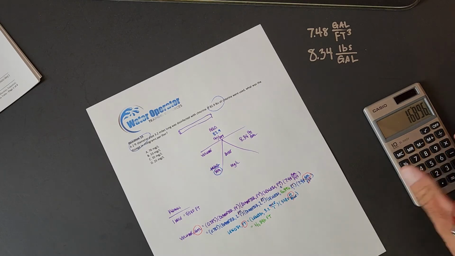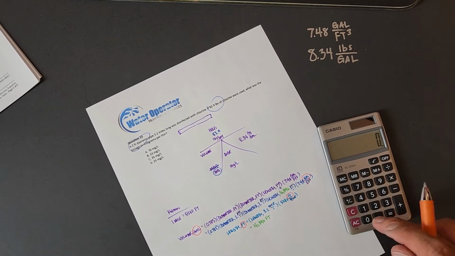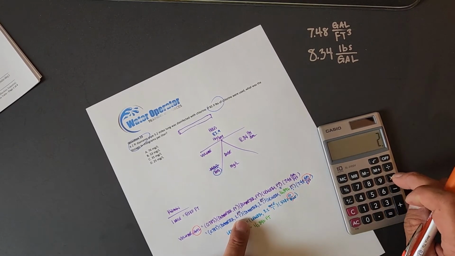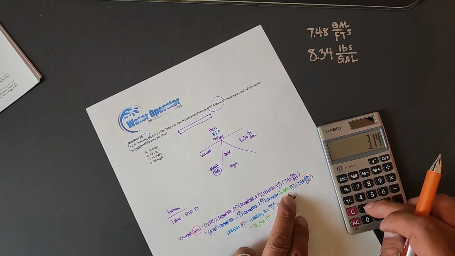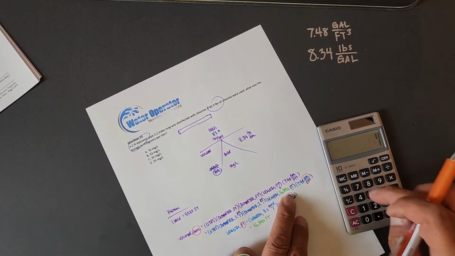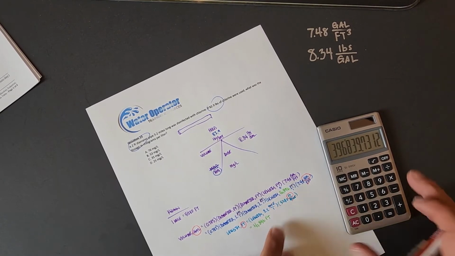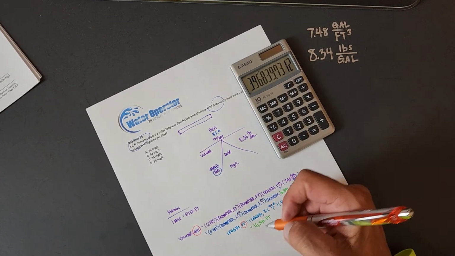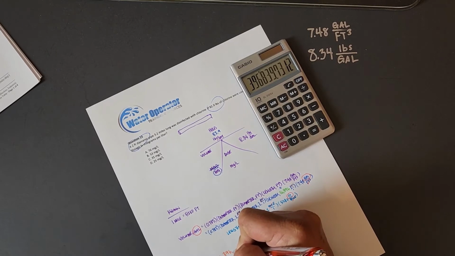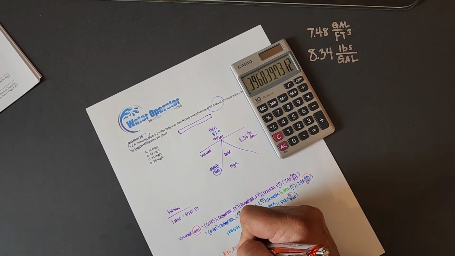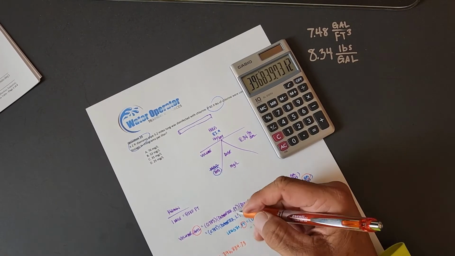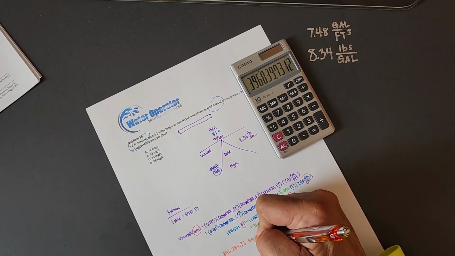Let's do it in a different color. Let's clear that out. 0.785 times 2 times 2 times 16,896 times 7.48. That gives us 396,839.73 gallons.